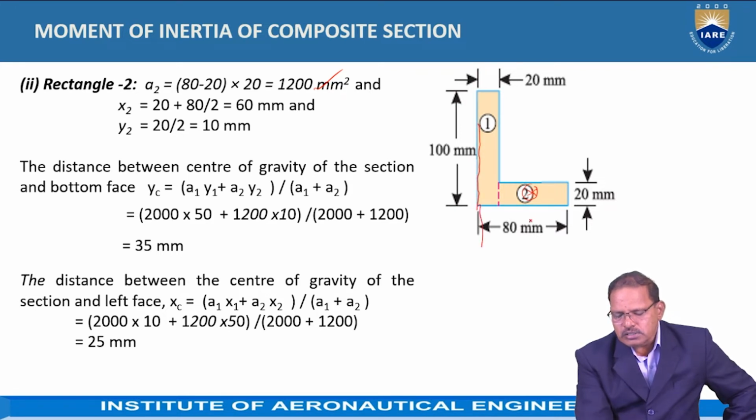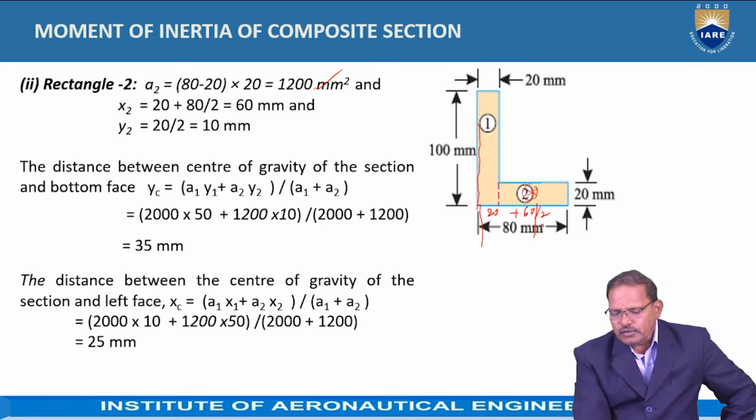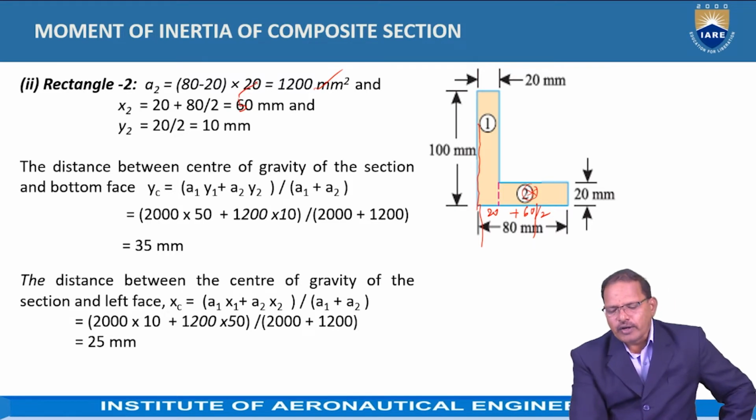y-axis, this distance is equal to 20 plus the remaining 60 by 2, half of the length. That is 20 plus 30, that is at a distance of 50 mm. That is, x2 is equal to 50 mm. Here y2 is equal to half of the distance there, that is 20 by 2, which is 10.